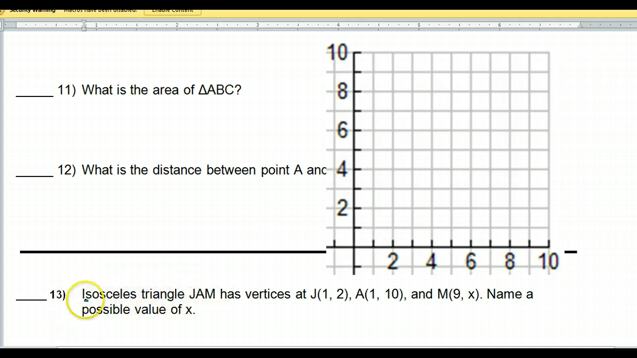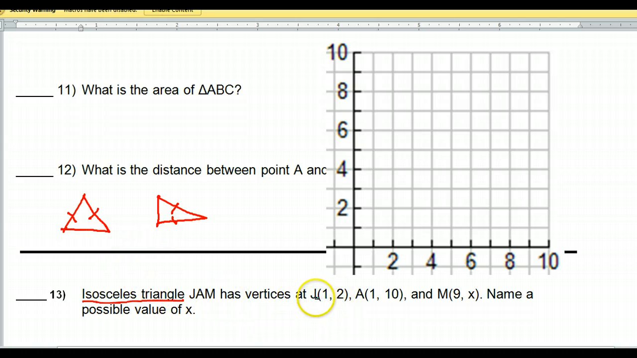The isosceles triangle. Hopefully you understand that an isosceles triangle is one that has at least two congruent sides. So that would be an isosceles triangle, for example. If these sides were equal, that would be isosceles. That's what we're shooting for.